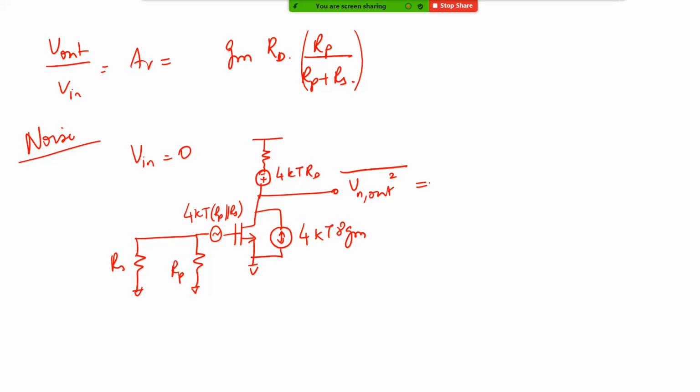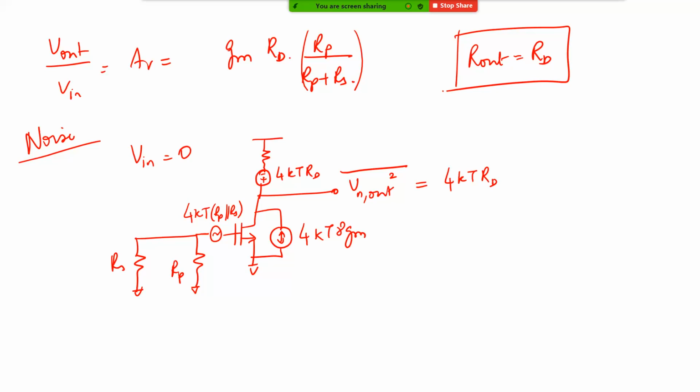For 4kT Rd, that directly comes at the output. One way to look at it is, by superposition, the output is basically 4kT Rd. You can also say that it is a parallel current source with 4kT divided by Rd, multiplied by the output resistance. So the output resistance Rout is basically Rd.